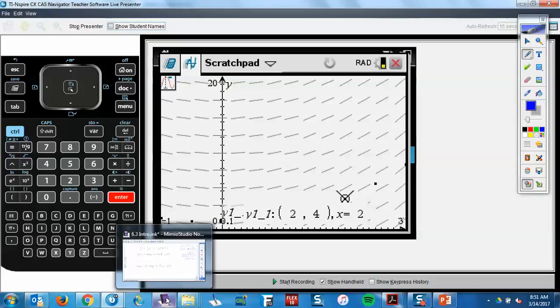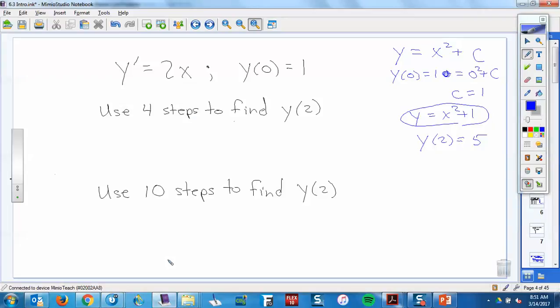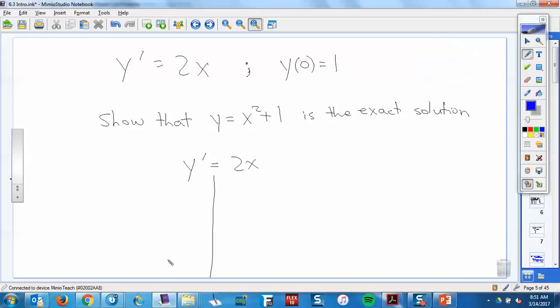It's an approximation, and the way we do it, and the answer we get, those rationales are all kind of the same. So on the quiz, if I say use 4 steps to find y of 2, we're going to write that out by hand. We're going to see how Euler's method works. If I say 10 steps, then you're going to type it in your calculator and trace over. Okay, so we're going to go through both of those right now.